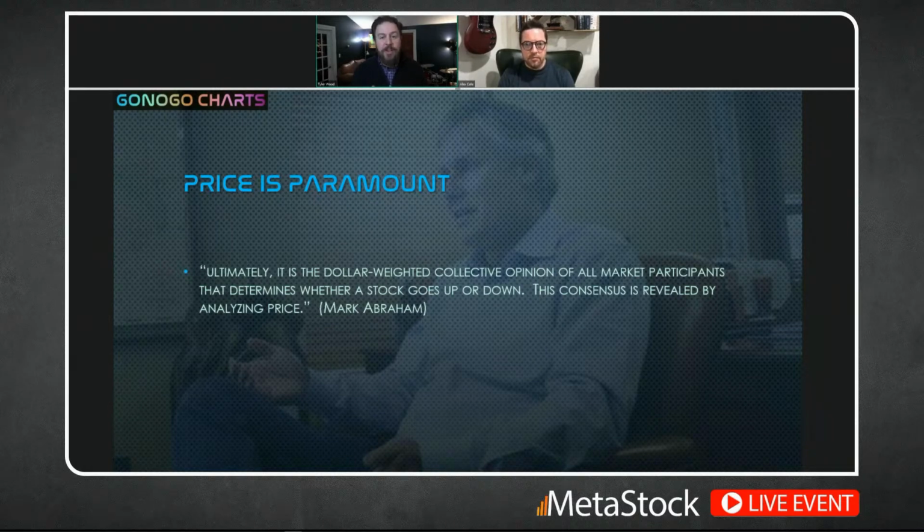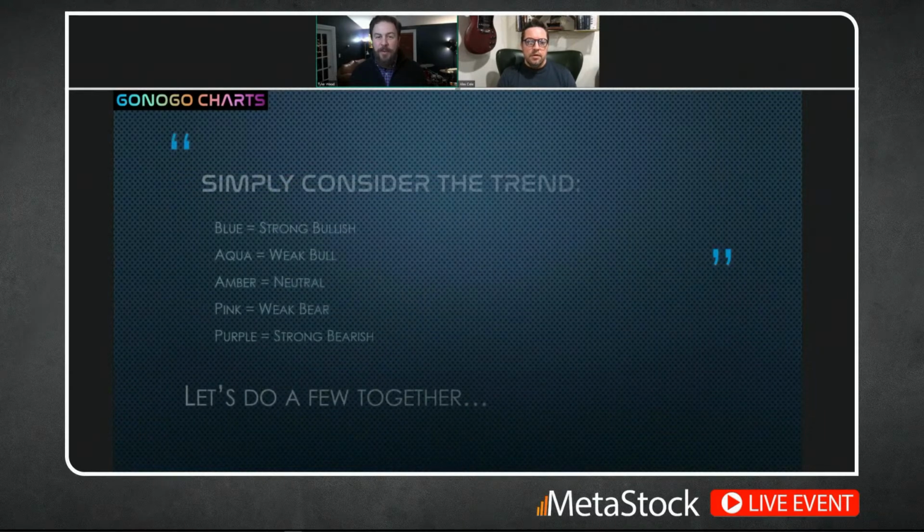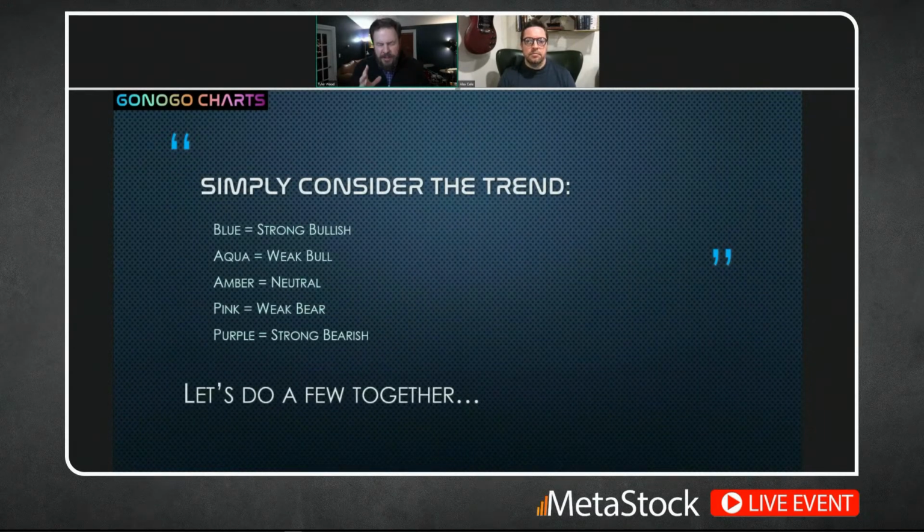But what we want to really focus on is that price action. Mark Abraham says that ultimately it's the dollar-weighted collective opinion of all market participants that determines whether a stock goes up or down. And that consensus is revealed by analyzing price. So we want to keep our focus on price action, and we're going to use these GoNoGo charts to help identify the trend without clouding our charts with that checklist. So again, if we just simplify it to its most basic level, those are our 5 colors that we're going to look for.